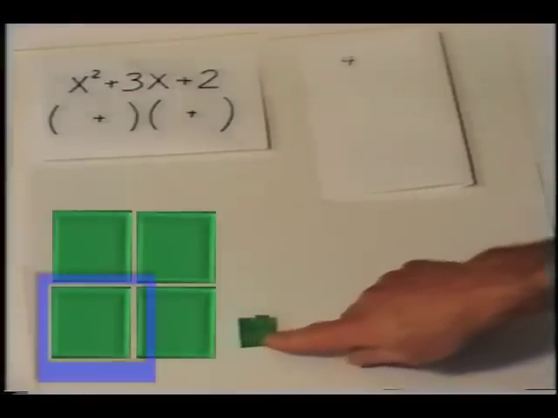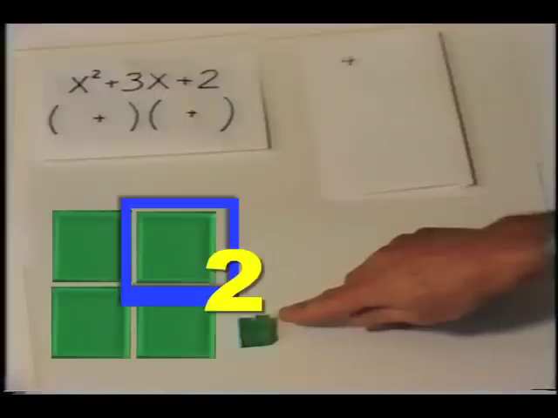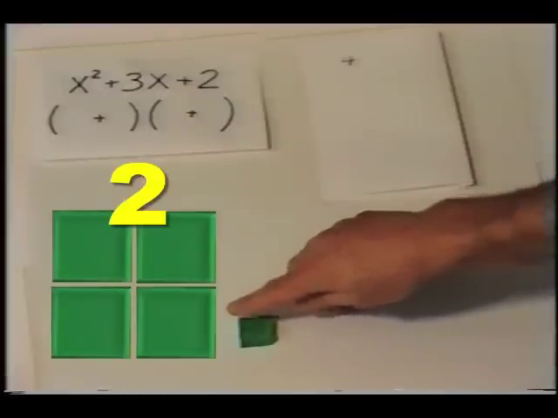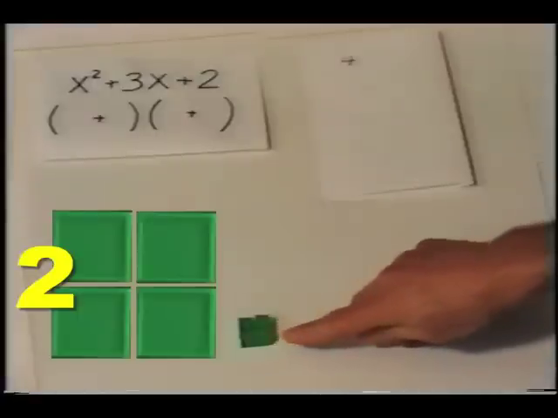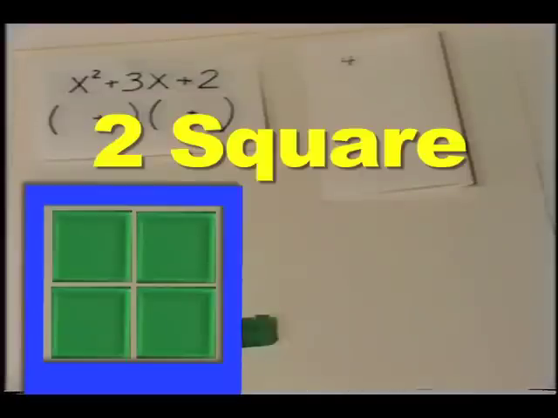The length of each side is 2. The over and the up distance are both 2. We name this square 2 square because the side is 2.